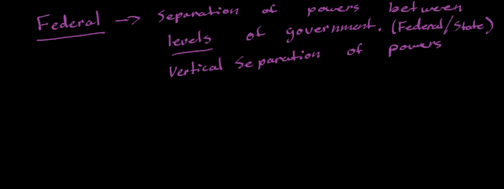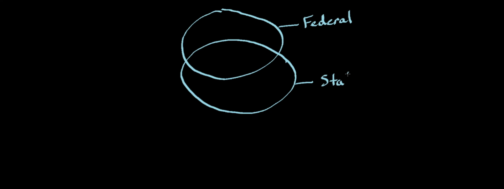So I will attempt to draw a Venn diagram. And so this circle at the top represents the federal government, the federal level of government, and this circle on the bottom represents the state level of government. And so in a federal republic, the Constitution divides powers between the federal government and the state government. And by virtue of that, you have some powers that are exclusive to the federal government and some powers that are exclusive to the states.